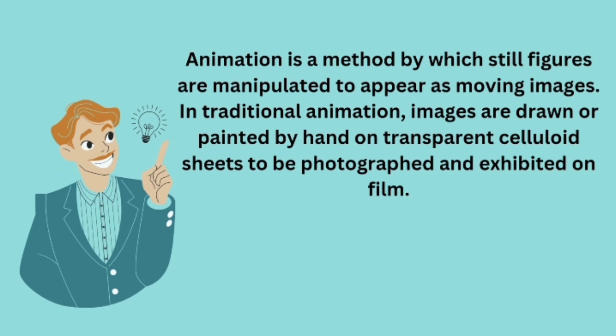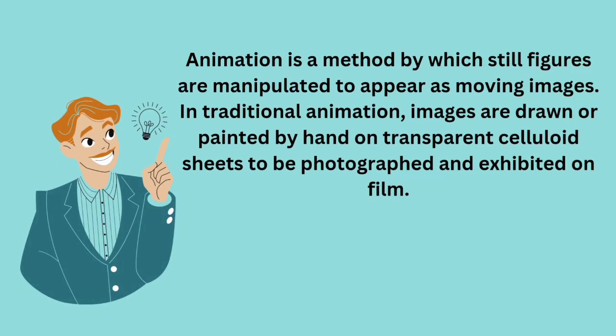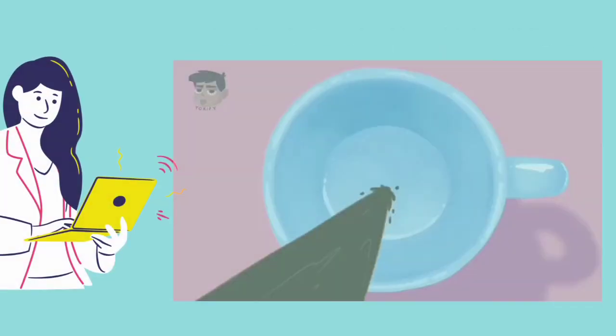In traditional animations, images are drawn or painted by hand on transparent celluloid sheets to be photographed and exhibited on a film. And I have here a video that represents an example of animations.